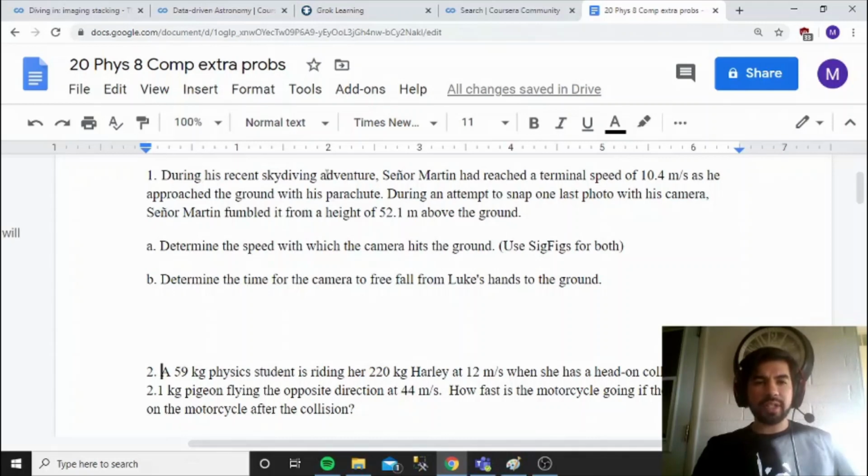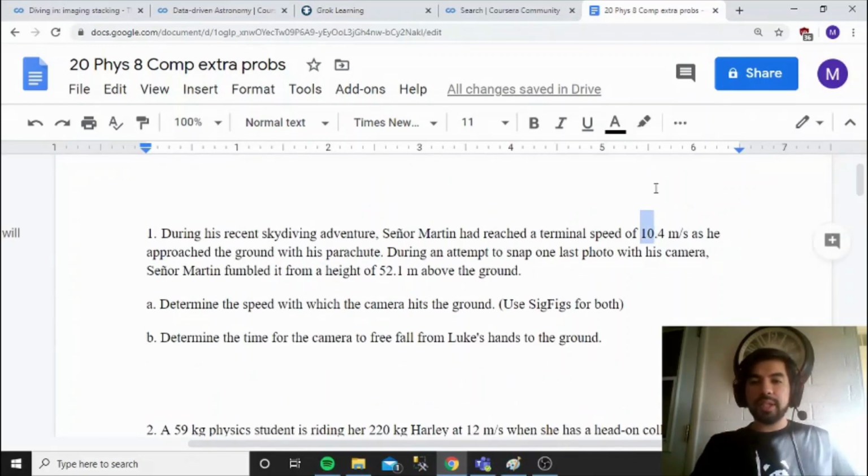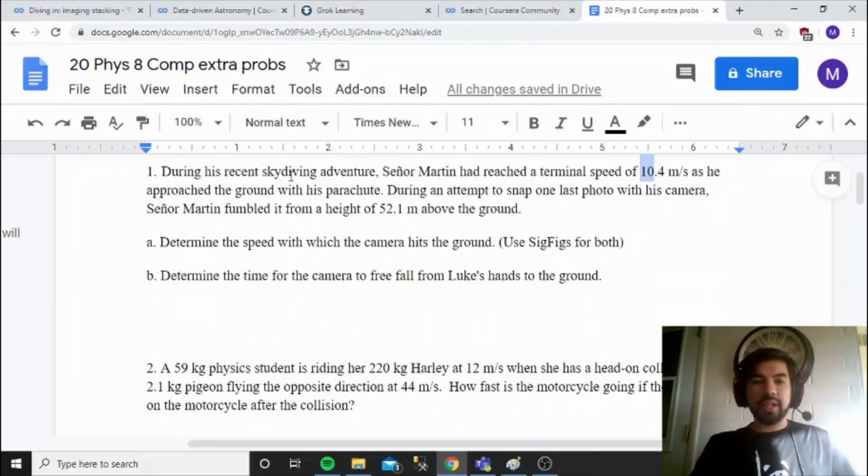All right, so right here we have this skydiving adventure. Oh, that's me, and I have this terminal velocity. In free fall, something will keep accelerating and its speed will continue to increase. But when I have terminal speed, that means it stops increasing right there. This is the maximum speed that I can obtain as I approach the ground. During an attempt to snap one last photo with my camera, I fumbled it from a height of 52.1 meters above the ground. Determine the speed at which the camera hits the ground.